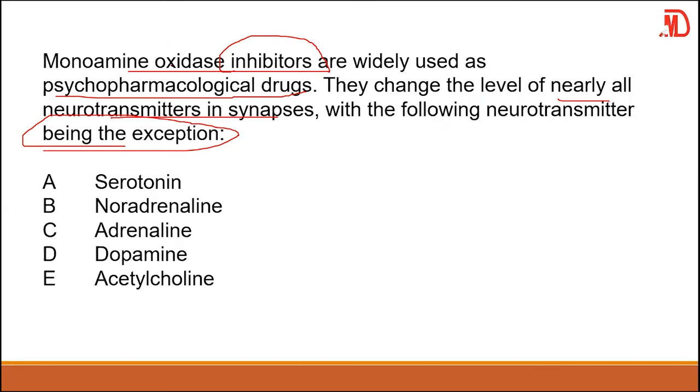We are saying that these monoamine oxidases basically are dealing with the catecholamines. And catecholamines contain the serotonins, the noradrenaline, the adrenalines, the dopamines, except for acetylcholine. So please take note of that: except acetylcholine. So over here, we're looking at E as our answer, acetylcholine. The rest are controlled by these monoamine oxidases, so their inhibition will inhibit them, but it will never inhibit acetylcholine.